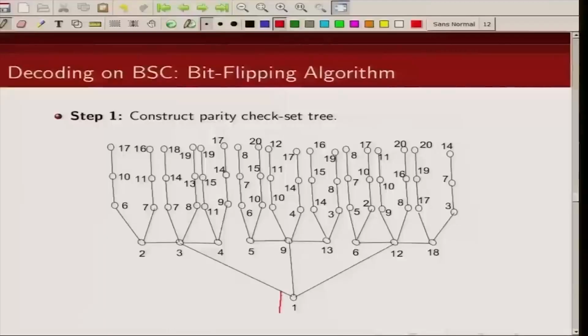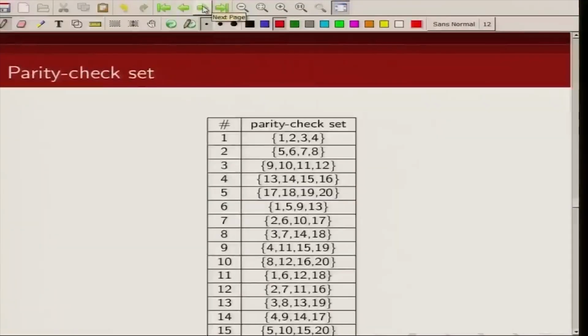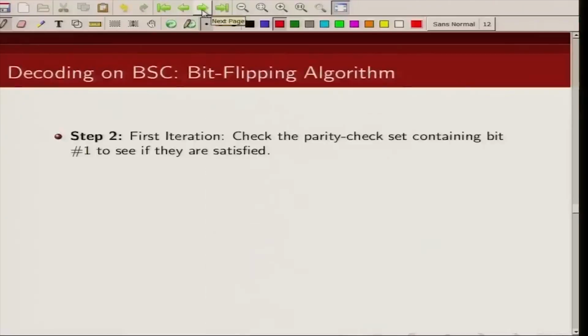So we start with node number 1, we construct the parity check set tree. And these are the 15 parity check sets corresponding to the parity check matrix given to us. Now in the first step, we check the parity checks containing bit number 1 and we see if all the parity check constraints are satisfied.